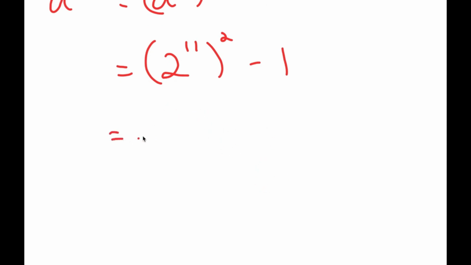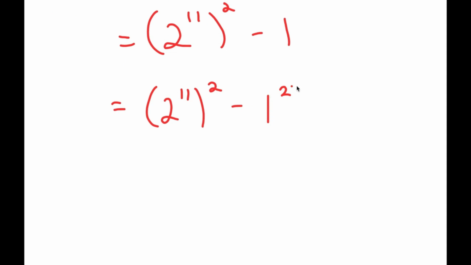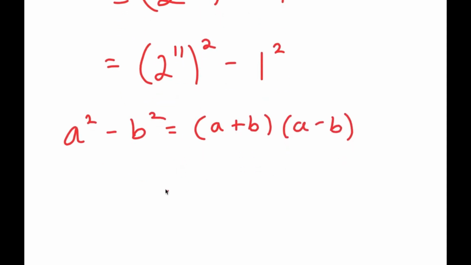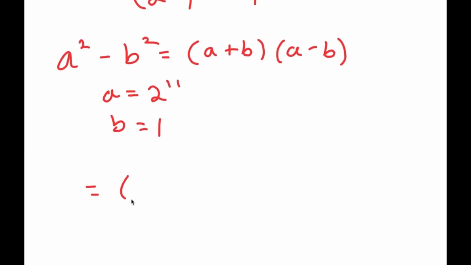Now 1 is the same thing as 1 squared. So now I have 2 to the power of 11 to the power of 2 minus 1 squared. Now the reason I did that and rewrote 1 as 1 squared is because now I can use the property a squared minus b squared is equal to a plus b times a minus b. So just to clarify, a is 2 to the power of 11 and b is 1. So now I get 2 to the power of 11 plus 1 times 2 to the power of 11 minus 1.